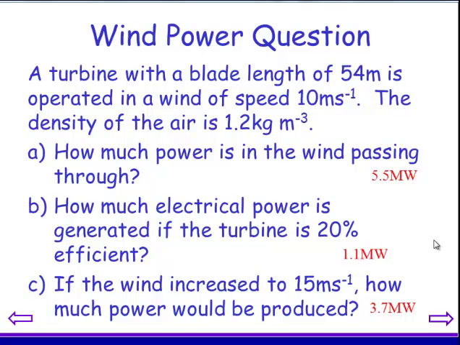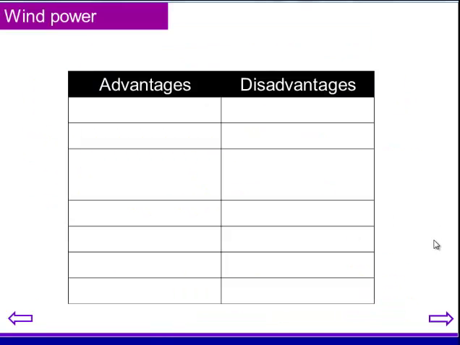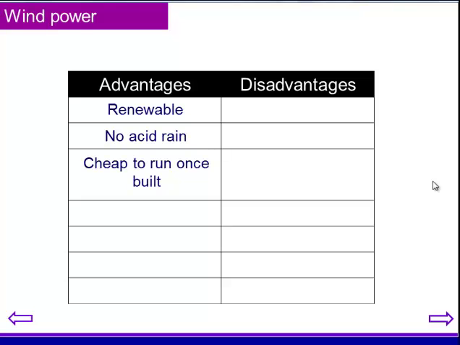With that, look at the general features. This is more likely what you're going to be talking about in an exam. The general advantages of wind power: it's renewable, there are no chemical products, it's cheap to run once it's built, and there's no global warming because there are no CO2 emissions associated with it. A disadvantage is that it's unreliable because of the wind.